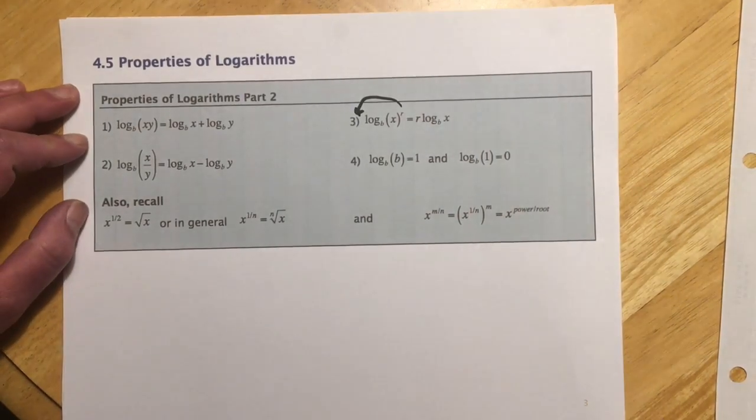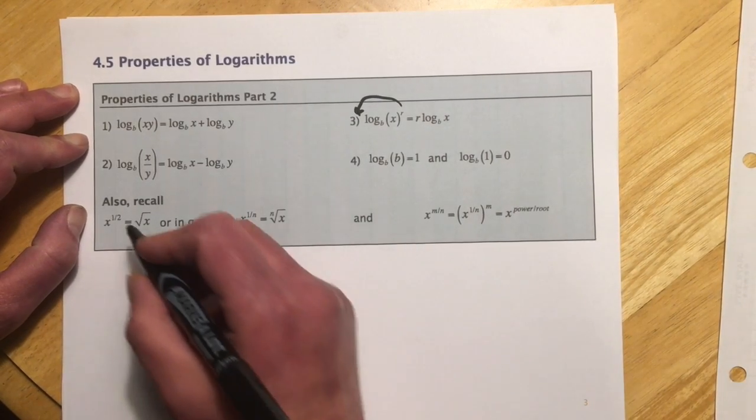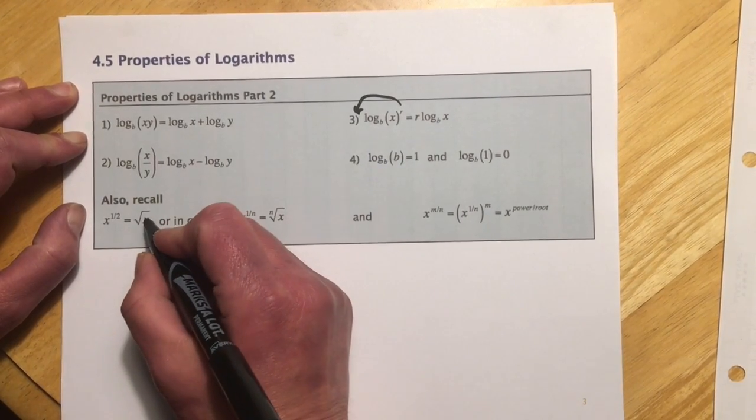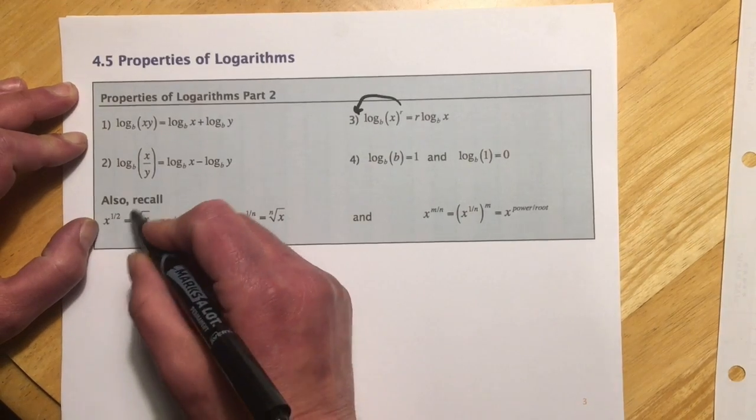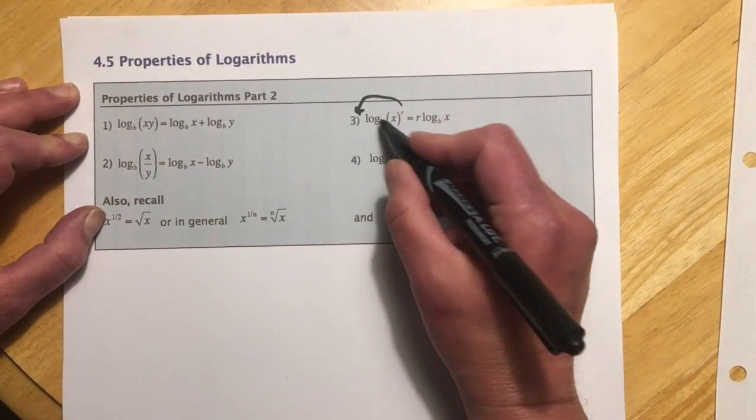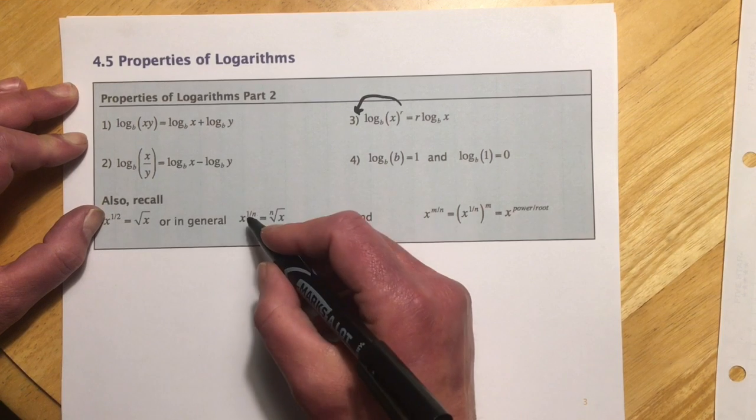A couple of other things are helpful to remember in this section. If you have x to the 1/2, it's the same thing as root x. And writing a root x in terms of the 1/2 lets us use property 3, so that's an advantage.